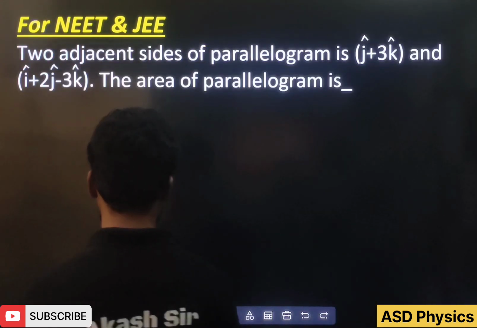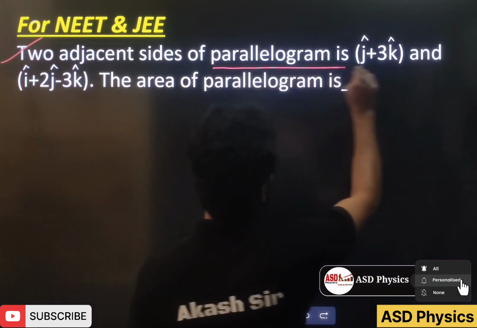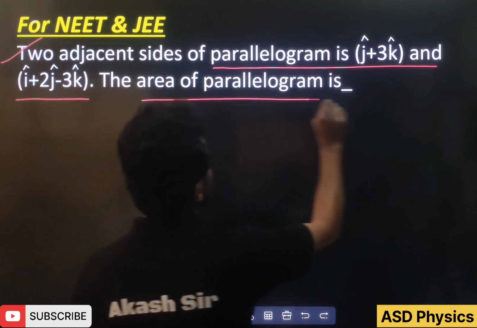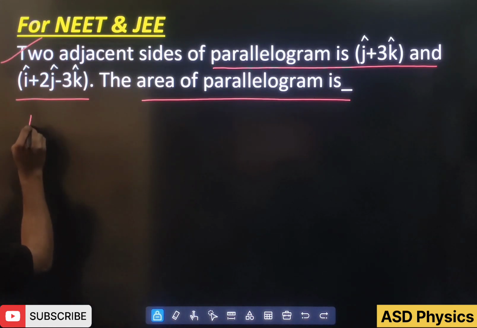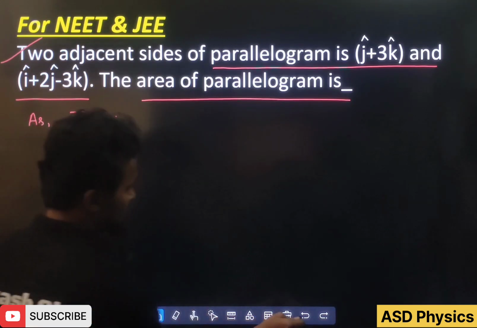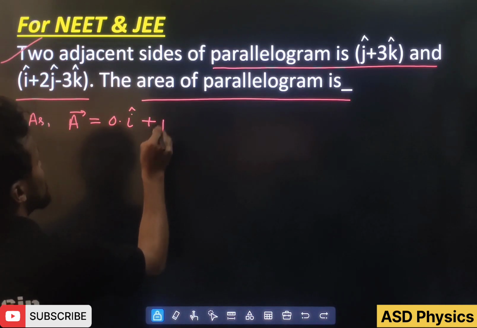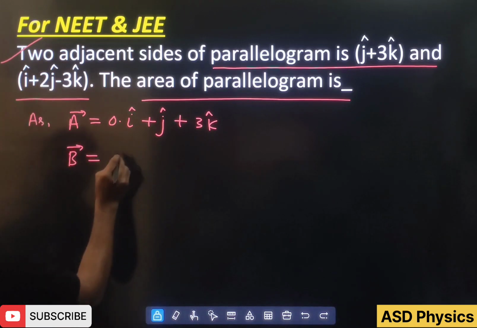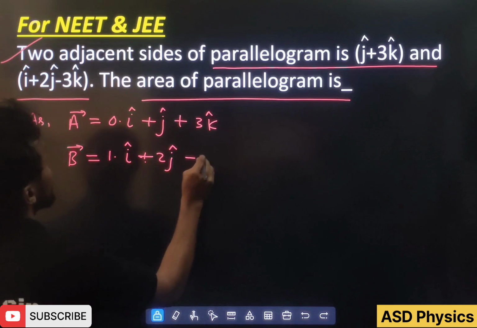Now we are going to see one or two questions, students. See, the question is for NEET and JEE. Two adjacent sides of a parallelogram are j cap plus 3k cap and i cap plus 2j cap minus 3k cap. The area of the parallelogram is how much? So we'll write here, students, I will take vector a as j cap plus 3k cap. That means I can write it like this: 0 i cap plus j cap plus 3k cap. Similarly, students, vector b: 1 into i cap plus 2j cap minus 3k cap.